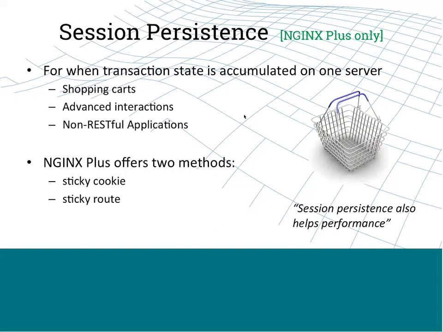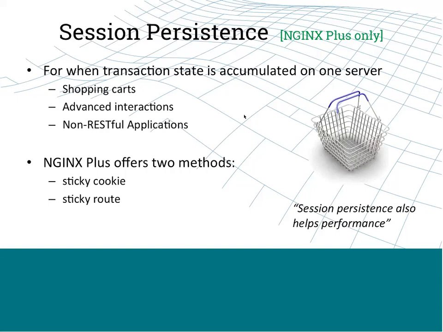NGINX provides a session persistence method to do this. The sticky cookie method identifies those requests and adds in a tracking cookie. Every time NGINX sees that tracking cookie, it knows to direct that request to the target server. Or the sticky route method applies a static rule looking at something from the request data, such as a cookie value, and mapping that statically to a target node.